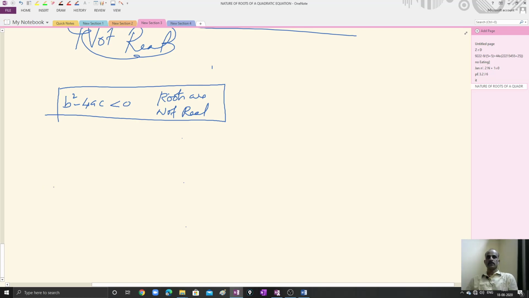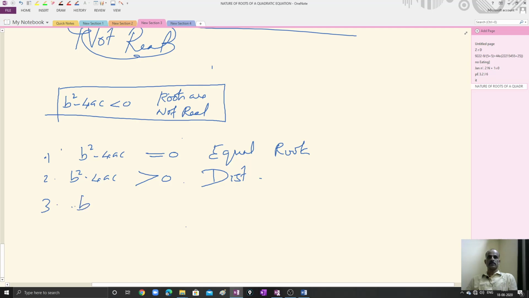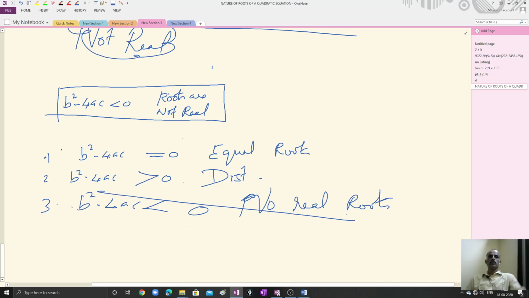So, in short, we have three cases. Case 1 was b square minus 4ac is equal to 0, roots were equal. Case 2 is b square minus 4ac greater than 0, we have distinct roots. And in case b square minus 4ac, the discriminant, is less than 0, we have no real roots. So, this is the conclusion that we make here.